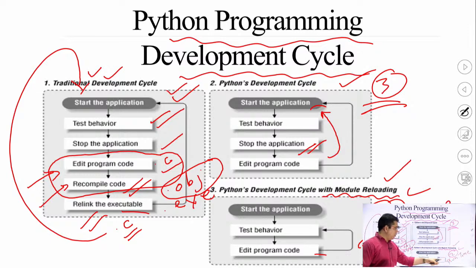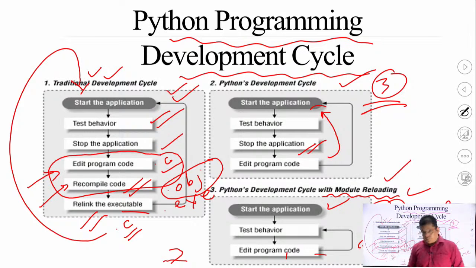Here you can see the arrow, it is not going to this step, it is simply going to the test behavior. The application once started remains in execution state until and unless the program has finished its complete task. So this is called the Python development cycle with module reloading. You can simply reload the module, no need to restart the application. So this is the Python programming development cycle when compared with the traditional programming development cycle. It is a 5-step process, it is a 3-step process, and it is an advanced 2-step process.